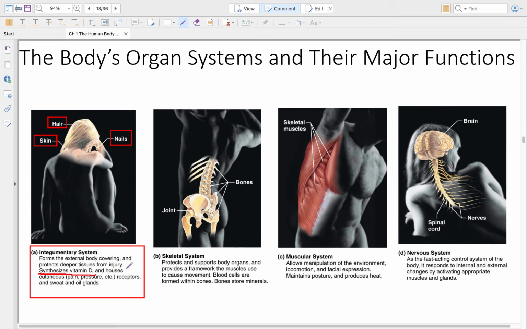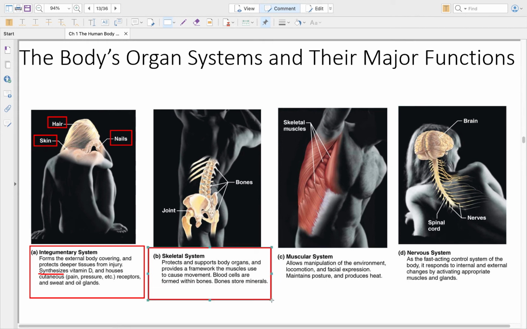Okay. Now, it also is capable of synthesizing vitamin D. This happens in your skin. Okay. It houses important receptors. So in your integumentary system, you have pain receptors, you have pressure receptors, you have receptors that are connected to hair follicles, you have your sweat glands, you have oil glands. All of this is part of the integumentary system. Okay, next, the skeletal system.